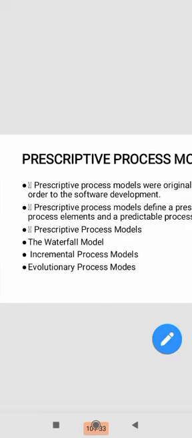Next, prescriptive process models. To create software, there are some models defined in software engineering. The first one is the waterfall model, usually called the sequential model. Next one is the incremental process model. The last one is the evolutionary process model. So, the first one is the waterfall model.